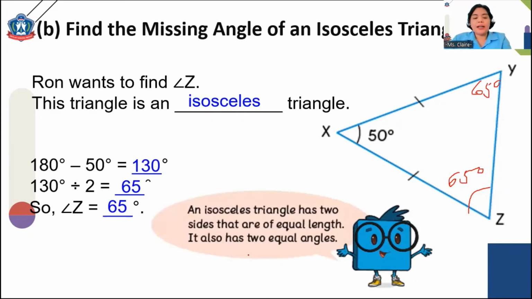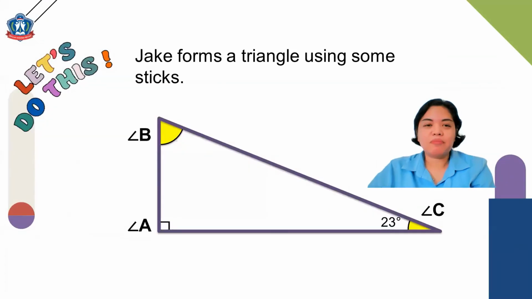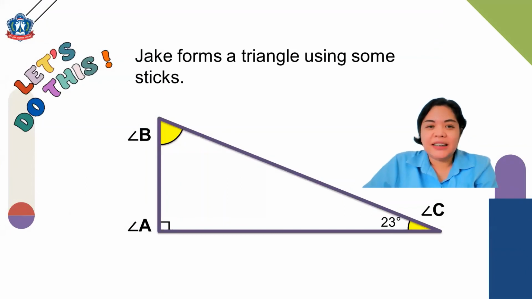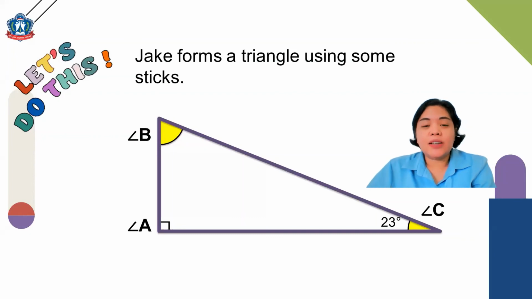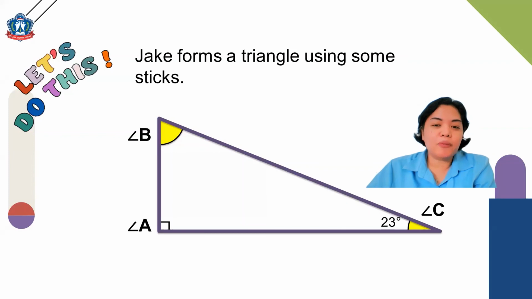Now, remember, an isosceles triangle has two sides that are equal length, and of course, it has also two equal angles. Okay, I have here a problem. Jake forms a triangle using some sticks. So we have angle A, angle B, and angle C. Angle C measures 23 degrees. All you need to do is to find the measurement or the size of angle B.